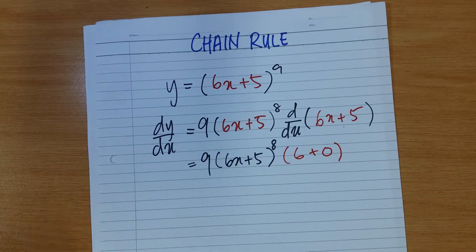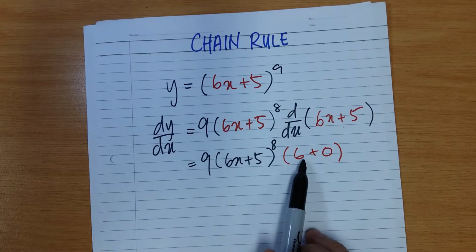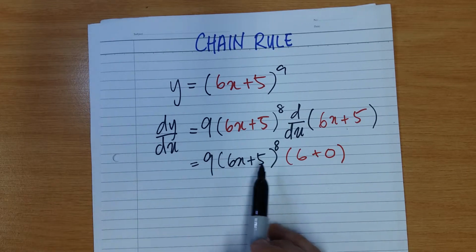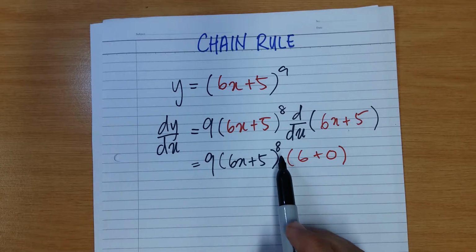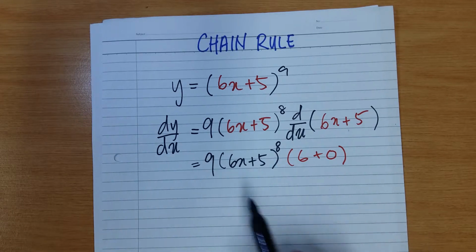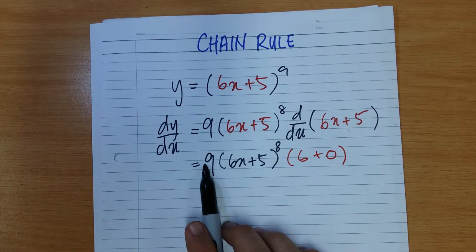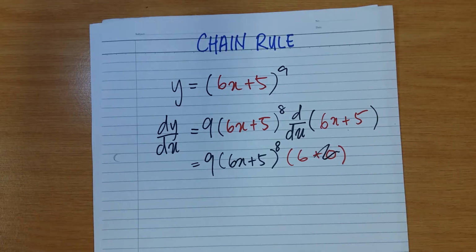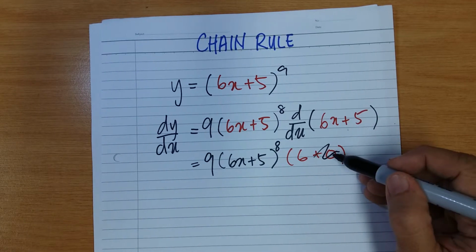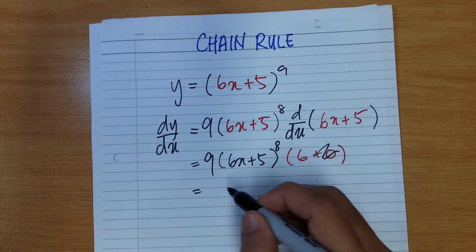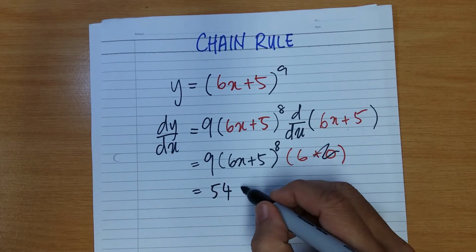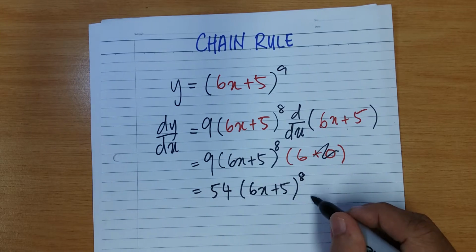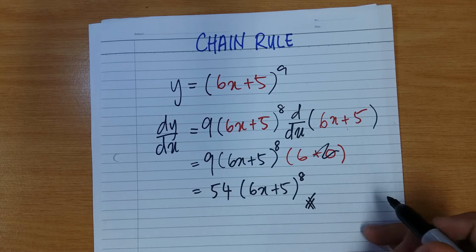Now we cannot multiply 6 inside here, neither can we multiply 9 inside here, because we have a power for the bracket. So we can only simplify it by multiplying 9 with 6. The 0 here you don't need to write; I'm just showing you that the derivative of 5 is 0. So we have 54(6x + 5) to the power of 8, and that is our answer.